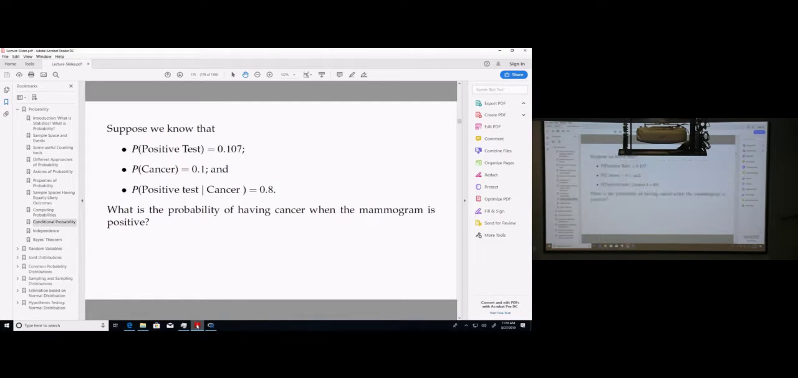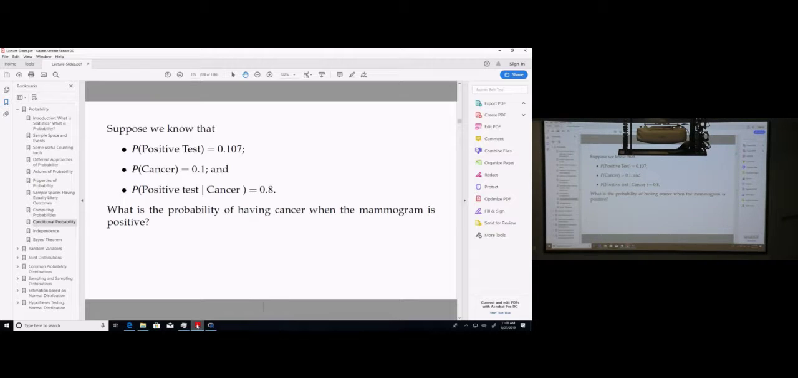So this is the probability of a positive test. I think what I'm telling you will come later. But this is a more hypothetical situation. We know that the probability of a positive test is 0.107, the probability of having cancer is 0.1, and the probability of a positive test, given that it's cancer, is this.